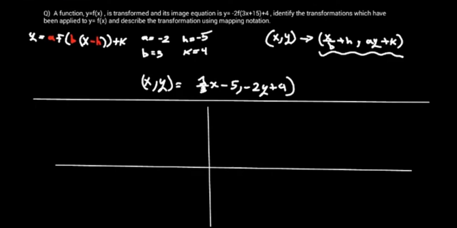Okay, so now let's list the transformations. So first for a, we said that a was negative 2, so that means it was reflected on the x-axis, or about the x-axis, we can say. For example, let's pretend this was a quadratic function, so it's reflected like that. So we say it's reflected about the x-axis, so you don't get confused. And that is a vertical reflection, so we say vertical reflection about x-axis. Let's fix that.